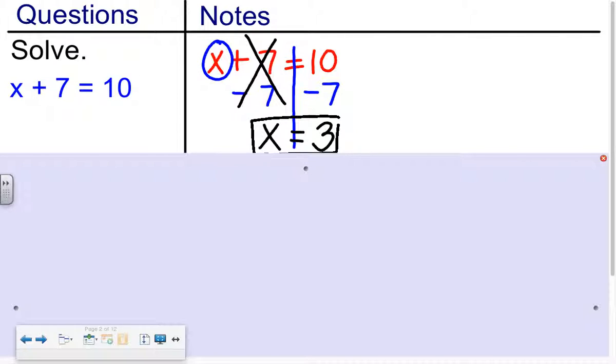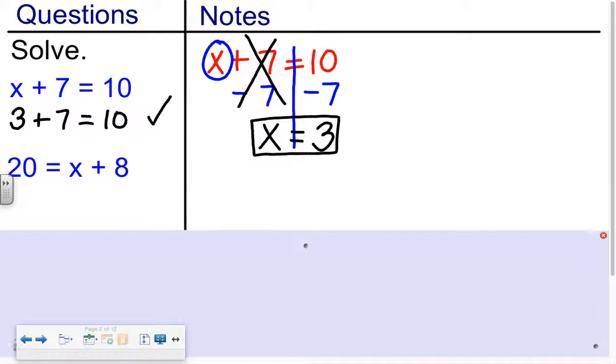Now, if you wanted to, you could go back and check your answer. I could take that x equals 3 and put it right here and check: does 3 plus 7 equal 10? Yes, it does. So that's how I know it's correct. All right, then I've got 20 equals x plus 8.